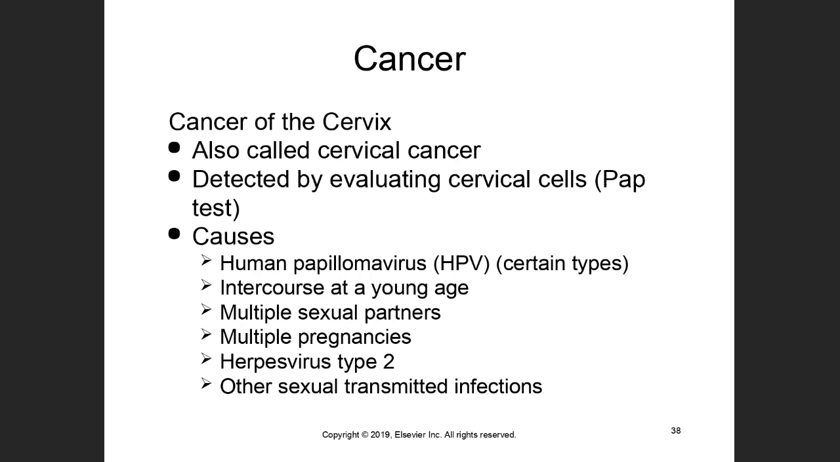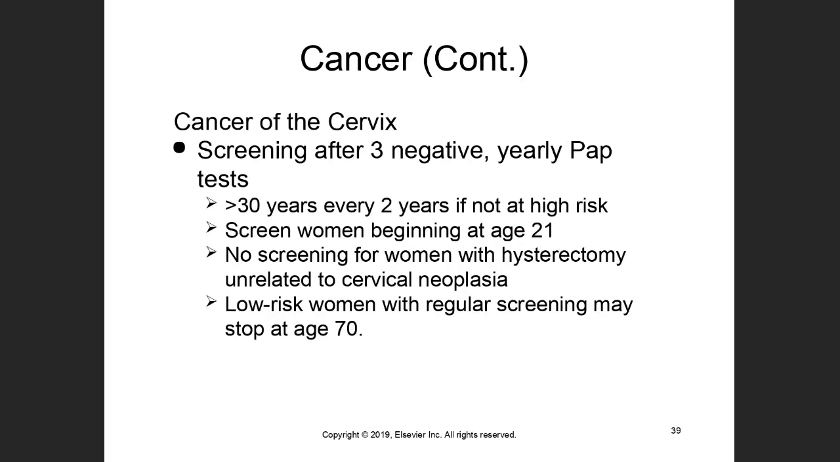The main cause of cervical cancer is human papilloma virus. The types of human papilloma virus that produce cancer, I think, are 16, 18, 30, 31, 33. You get HPV through sex. That's why the most common risk factors are all related to sex: intercourse at a young age, multiple sexual partners, multiple pregnancies, herpes virus type 2, and other sexually transmitted infections.